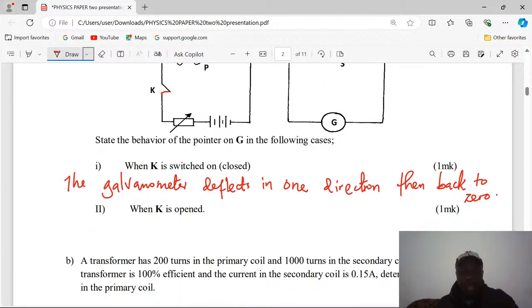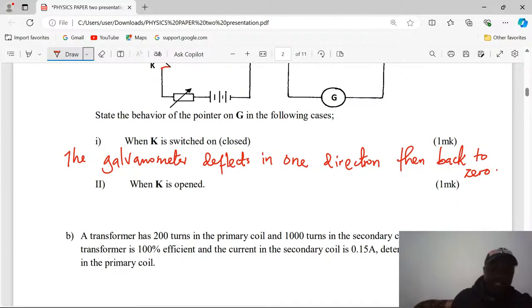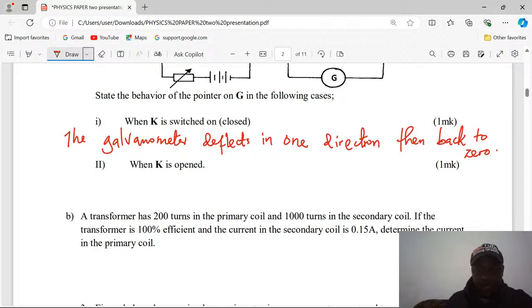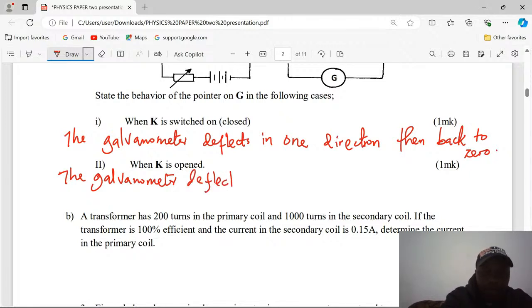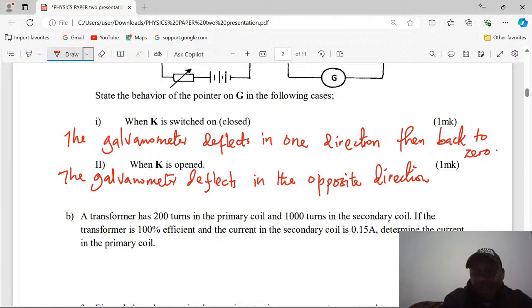When K is opened, remember there is a direction that you mentioned in Roman 1. So when K is opened, we say that the pointer in the galvanometer deflects in the opposite direction. That is opposite to what we have there. In the opposite direction, then back to zero.